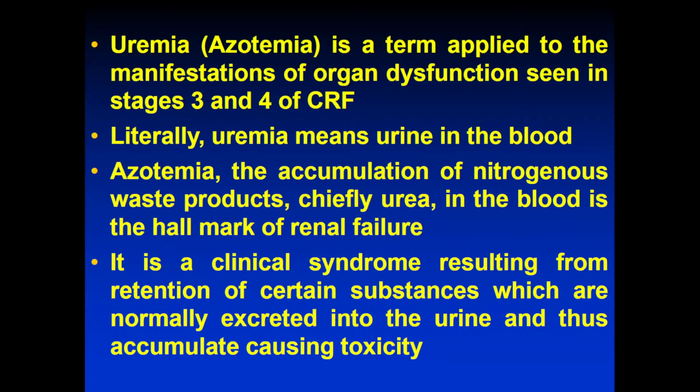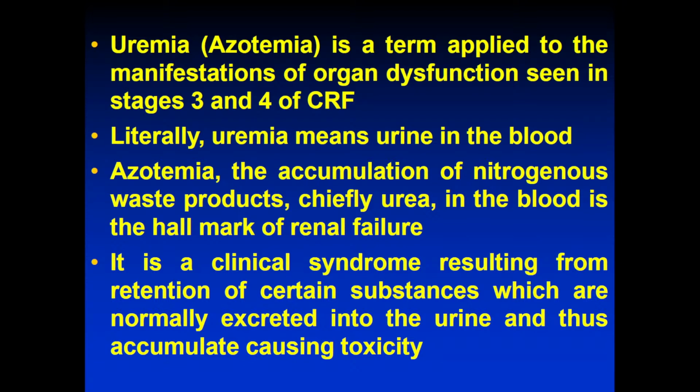Azotemia or uremia, these are synonyms, is a term applied to the manifestations of organ dysfunction seen in stages 3 and 4 of chronic renal failure. Literally, uremia means urine in the blood, which is impossible, but this terminology was born more than 200 years ago.